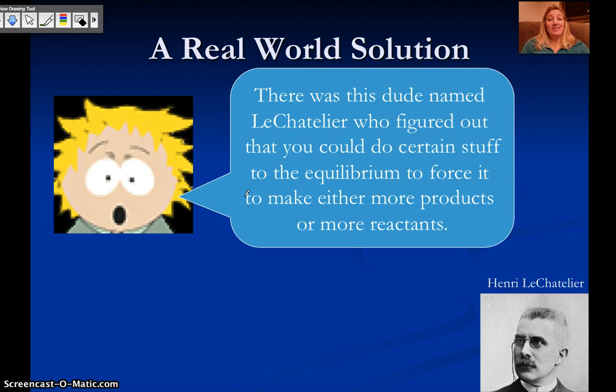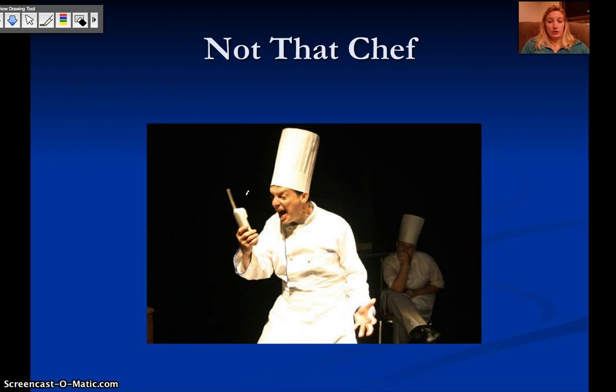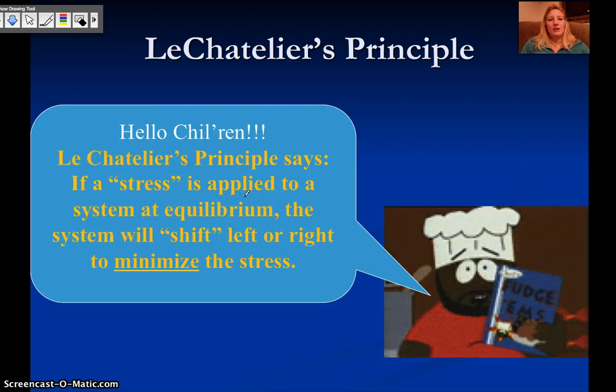So this is where this dude Le Chatelier comes in. He figured out that you could do stuff to equilibriums to force it one way or the other, so to force it towards the products or towards the reactants. He called this shifting the equilibrium. And here's a chef to tell you more about it. Not that chef, but this chef.